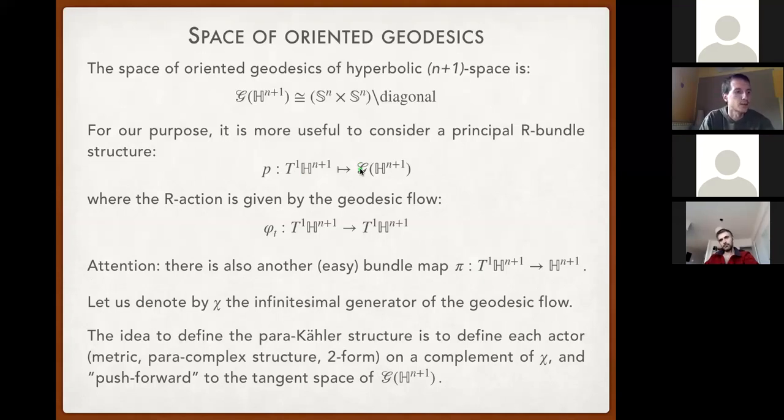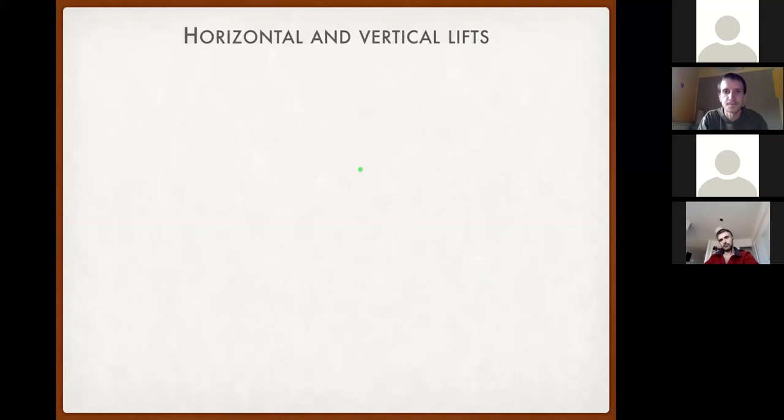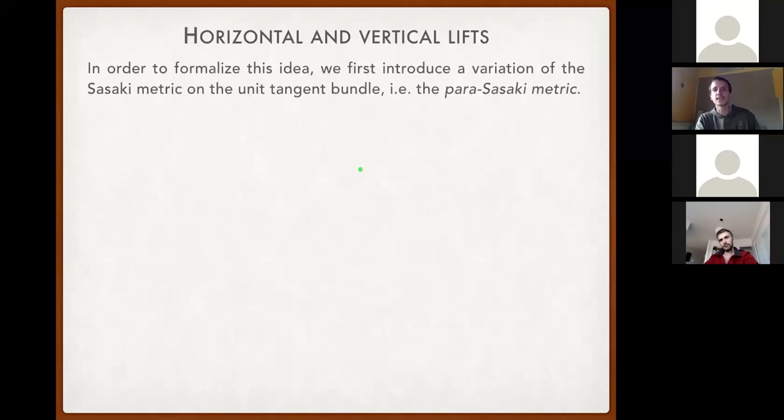This is how we will define the parakähler structure. We'll spend a few slides to introduce this parakähler structure more or less properly. But to do this, I will first need to recall what horizontal and vertical lifts are. And also we'll introduce the para-Sasaki metric, which is a sort of variation of the Sasaki metric on the unit tangent bundle.